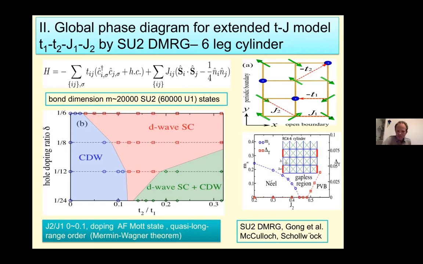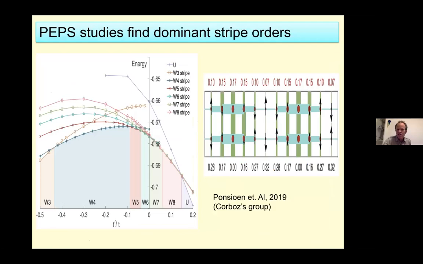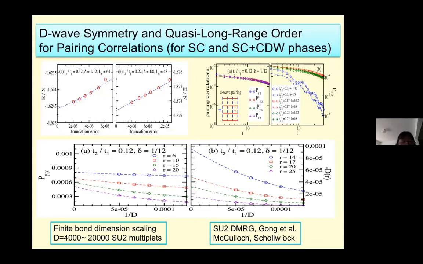Fine. And so I understand you worked very hard trying to converge and extrapolate the data, but still for the 6-leg ladder, you still see a lot of variations in it. Yes. And so you had one slide, I kind of missed it, in terms of discarded weight. So what's a typical discarded weight that you could reach? Typical is 10⁻⁶. For 1/6 doping, the truncation error becomes slightly larger, but we can reach 10⁻⁶.